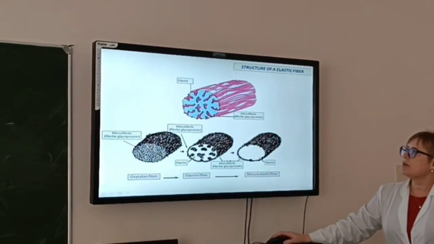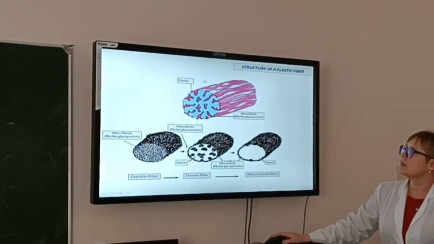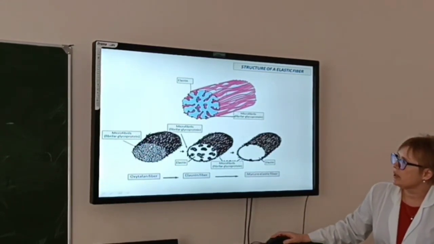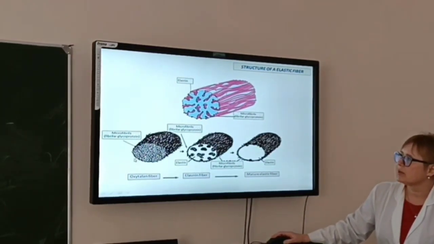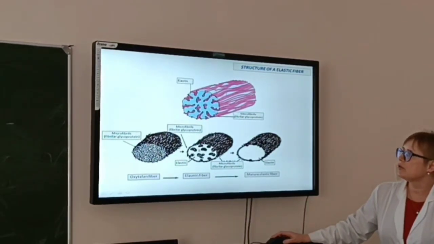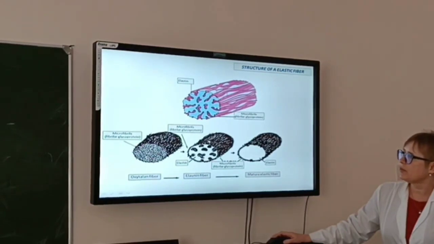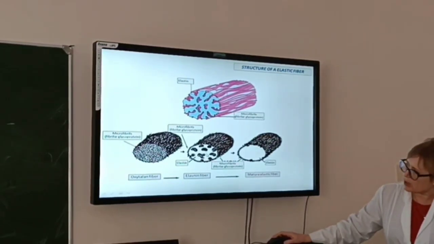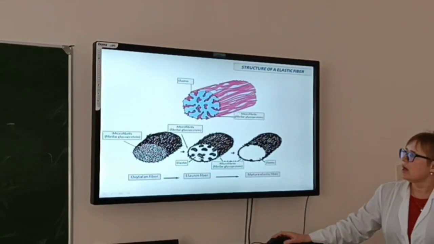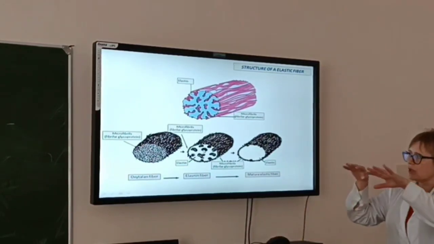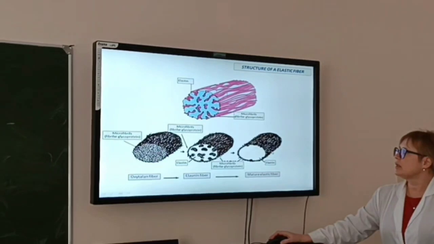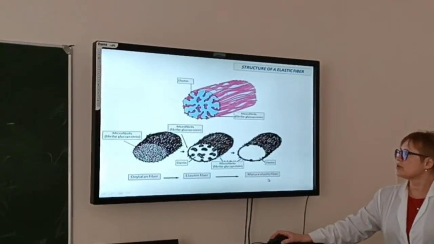Here you can see the formation of an elastic fiber. It begins from oxytalan fibers, where we can see a lot of microfibrils. After that, between the microfibrils, the protein elastin appears, but at this stage such a fiber we name elaunin, because fibrils are situated inside. And when all fibrils are situated only peripherally to the elastin, this is a mature elastic fiber.